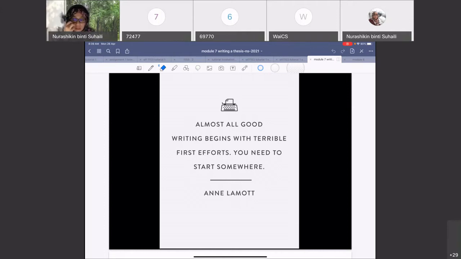So it needs practice, so that's why I like this quote. Almost all good writings begin with terrible first efforts. So that is an example of your first efforts, right? You need to start somewhere. Even though you feel it's difficult, you need to practice. Okay, and it's just the beginning. For the FYP proposal, you have to write everything by your own, the whole chapters by your own. You have to rephrase. So that's why you need to practice.